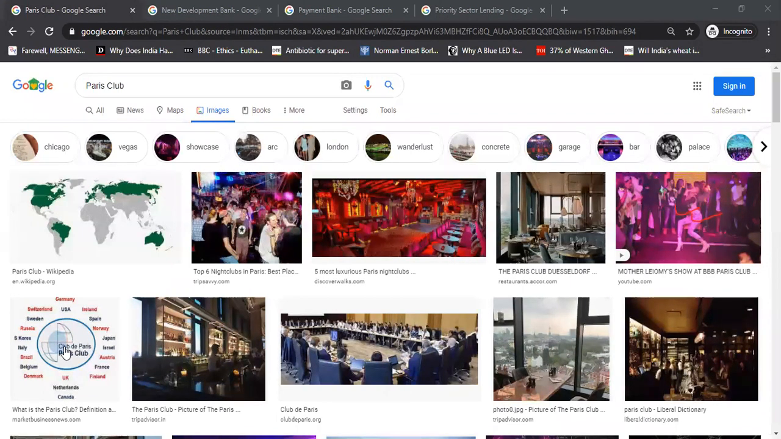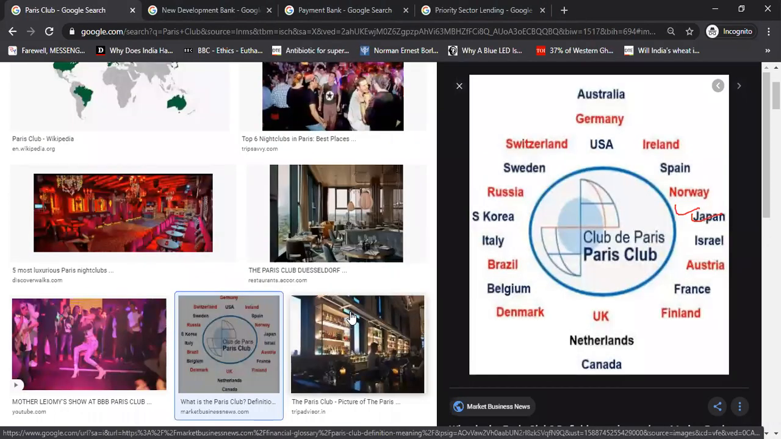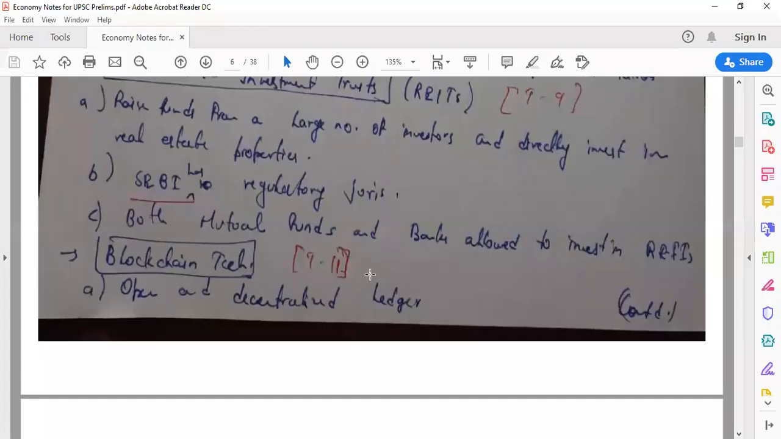This one is showing you the Paris Club, but again, we don't need to go that deep into detail. We just need to understand what Paris Club is associated with. So these are the countries which are associated with Paris Club. Cool, dude. No need of remembering all the names. You just need to understand what a particular term means. So Paris Club done. Again, we are just skipping certain things.